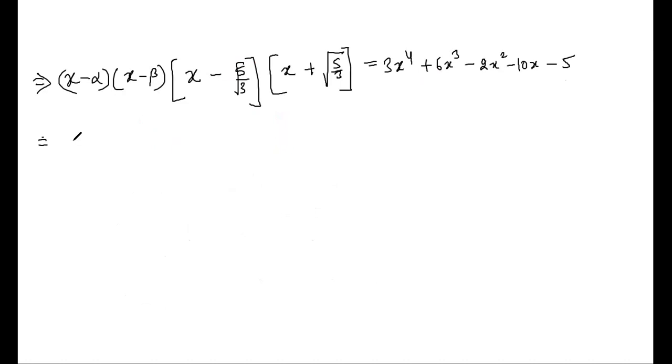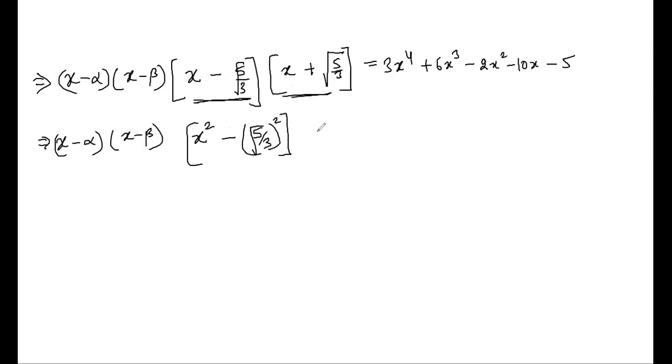So we can write it down here x minus alpha, x minus beta. If you see, it looks like a minus b, a plus b. So we can write down this one as x square minus root 5 by 3 the whole square. Any problem? No, sir. And equals to, similarly I will write it down here, 3x power 4 plus 6x cube minus 2x square minus 10x minus 5. Okay.